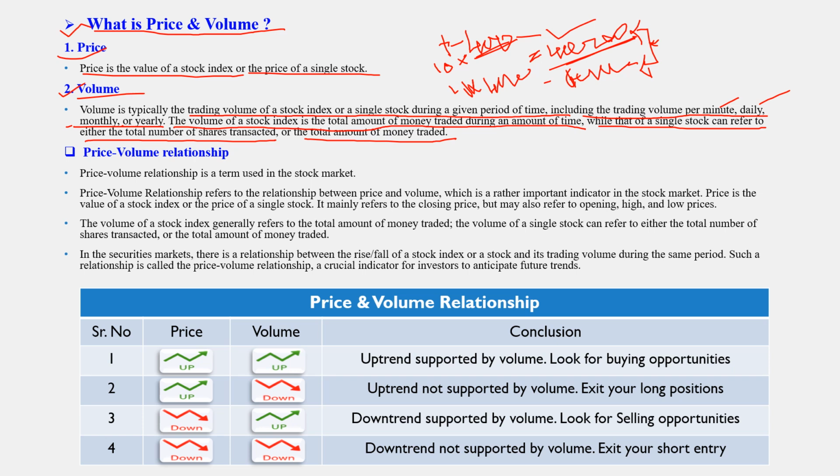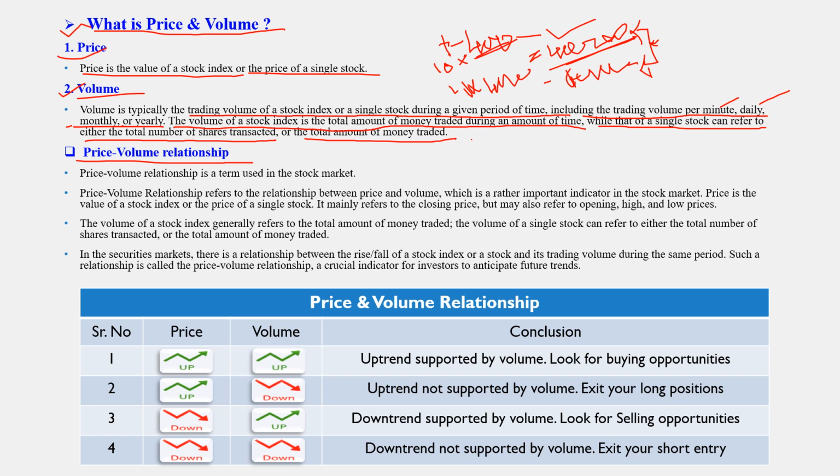So for a single stock, it can refer to either the total number of shares transacted or the total amount of money traded. This is called volume, right? Volume means how much quantity will be traded at a time, and this changes minute-wise. And there is a big relationship between price and volume, which will help our analysis, or help us decide whether we need to buy or sell.